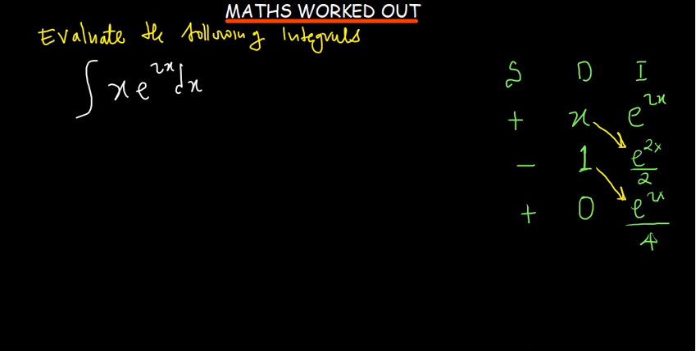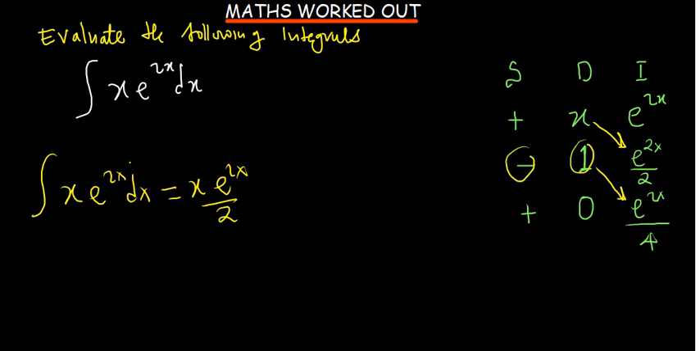Okay, so that means the integral of x e to the power 2x dx is going to be equal to, get this positive times x times this, that is going to be x e to the power 2x over 2. Then you get this negative times 1 times this, that is going to be negative e to the power 2x over 4. Just add the constant of integration c.